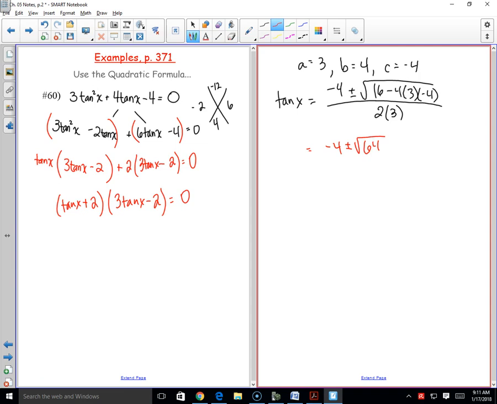Square root of 64 is 8, all over 2 times 3, which is 6. Plus or minus, do one thing at a time. So what's negative 4 plus 8? 4 all over 6, which is 2/3. And what's negative 4 minus 8? Negative 12 over 6, careful, is negative 2.